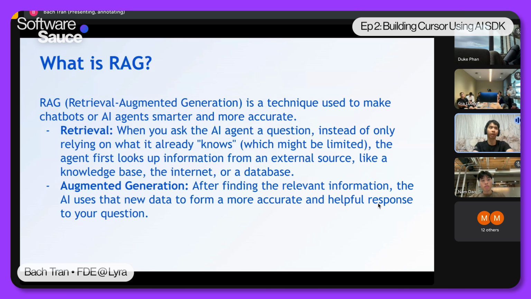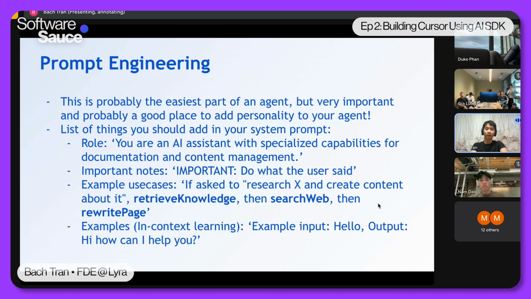So every time you have a big project, or the whole project knowledge, or a how-to-use guide, you can just feed it to a database and then use RAG to retrieve the relevant information. Yep. So lastly, we have prompt engineering. I guess this is probably the easiest part of an agent, but I feel like it's one of the most underrated things that you should consider.